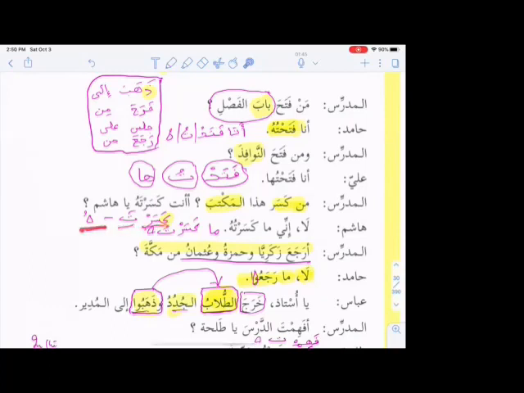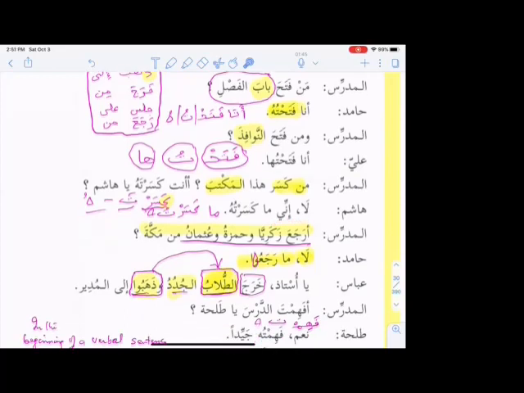Kasarta who? Anta kasarta who, ya Hashim? Did you break it? That is, it is this desk. La, Hashim replies, inni verily, ma kasartuhu. I did not break it. Kasar tu who? Did you get the idea? Inni, verily.